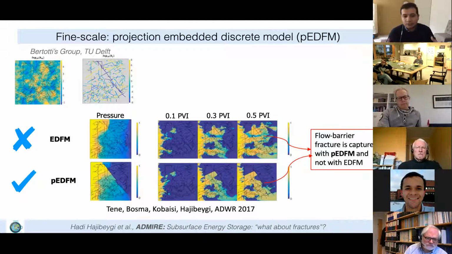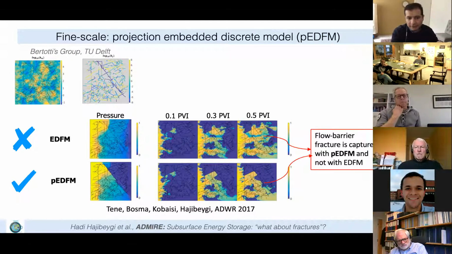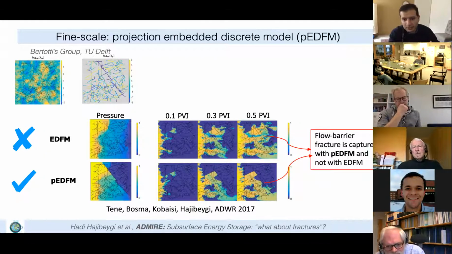The embedded approach, if you're not careful with the communications of these transmissibilities that I said, is plotted on the top. And the projection EDFM, where you see the projected areas and do careful consideration, is plotted on the bottom. And you see the barriers are being honored, while the other one wouldn't really follow the barrier. Or the pressure profile on the left sees already a contrast because a long connected fracture is actually a barrier.